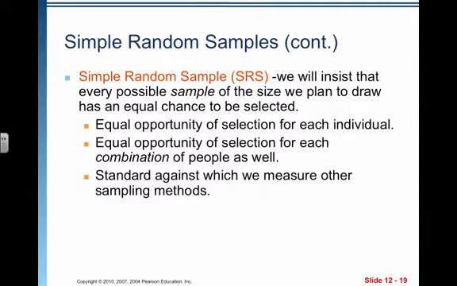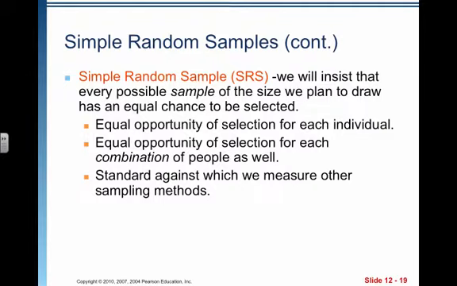This also means that there's an equal opportunity of selection for each individual, but also an equal opportunity of selection for each combination of people or individuals as well. And again, like I said, it's the gold standard. It's the standard against which we measure all other sampling methods. But notice that it's a simple random sample. We use chance. There's no pattern to how we choose the people.